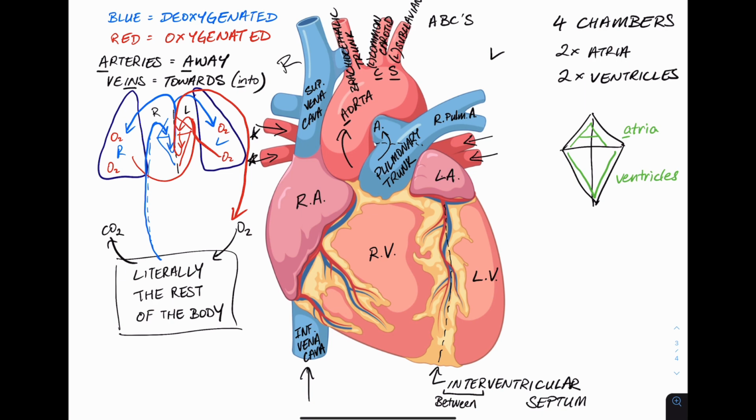We just need something to deliver that fresh oxygenated blood to the left atrium, and this is going to be done via the pulmonary veins. 2 right and 2 left, delivering blood back into the heart at the left atrium.